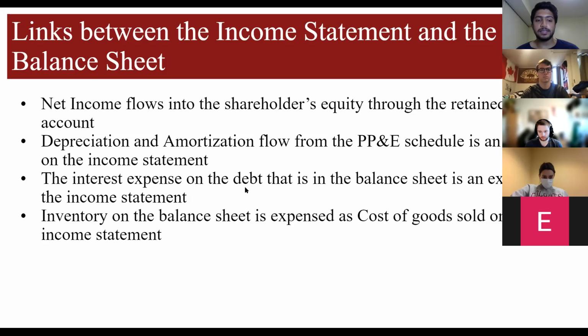Okay, so the next link is that the inventory on the balance sheet is expensed as cost of goods sold on the income statement. Last week I talked about the matching principle, that expenses can only be recognized when the associated revenue is earned. When we buy some inventory, we cannot recognize that as an expense on the income statement because we haven't sold it yet, so we haven't generated any revenue from it yet. So when we generate some revenue from the inventory by selling it off, that inventory goes under the cost of goods sold on the income statement.